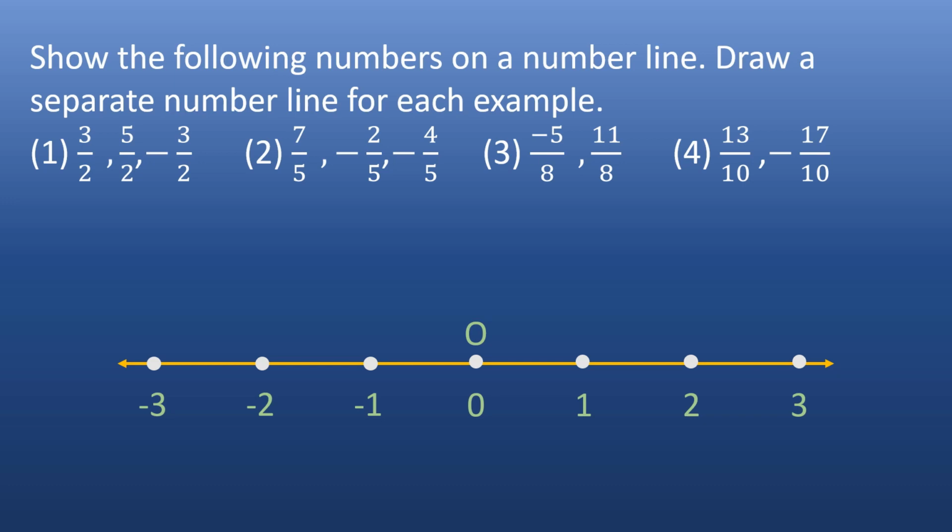As the denominator of rational number 3 by 2 is 2, divide each unit in 2 equal parts. Each part is 1 by 2. Here, origin is associated with rational number 0 by 2. First mark on the right hand side of origin is 1 by 2.